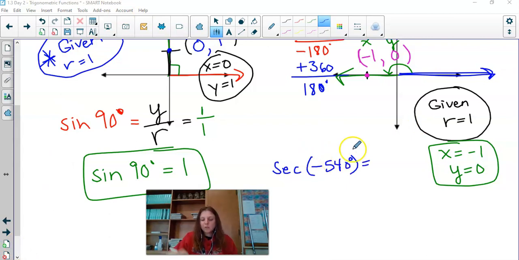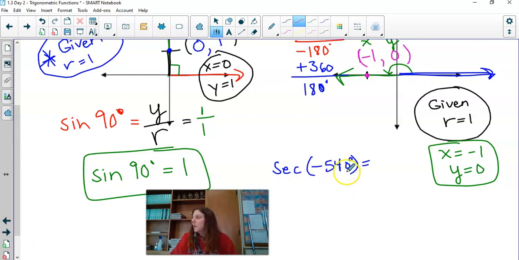And when I write it, you'll notice that I keep the parentheses around it. That tells the person looking at it that you're not taking the secant minus 540, you're finding the secant of -540. So I'm going to go ahead and write the ratio. This is not something that I have memorized. You certainly can use your notes. So I'm looking at my chart.